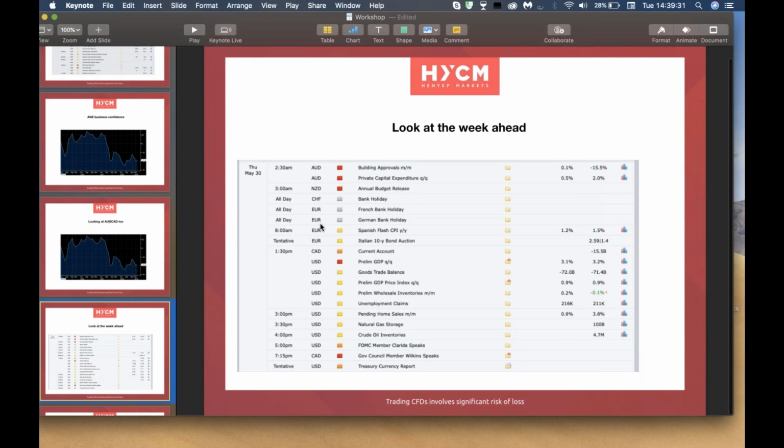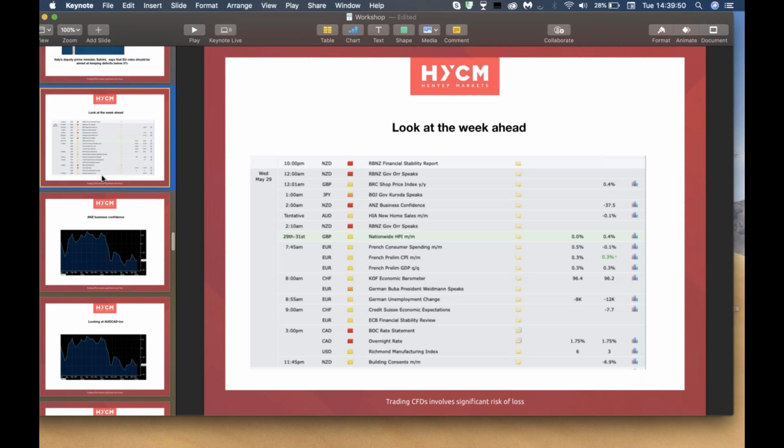Now, going into tomorrow, Thursday, again, there's some more New Zealand data released, the annual budget release, and there's a US dollar preliminary GDP level. The data point that I'm really interested in is for Wednesday, which is the Canadian dollar rate statement.